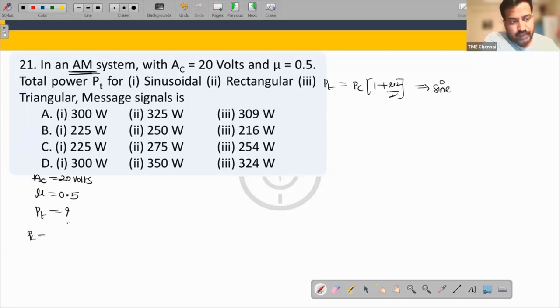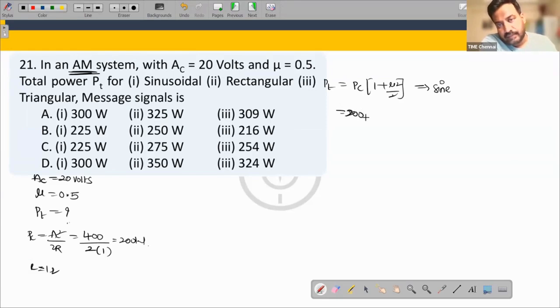So let me find PC first. PC is AC square by 2R. That's 400 by 2. R is not given, 1 ohm. That's 200 watt. PC is 200 watt. 1 plus mu is 0.5, 1 by 2, 1 by 2 whole square, 1 by 4, 1 by 8. That's 225 watts. Either B or C.